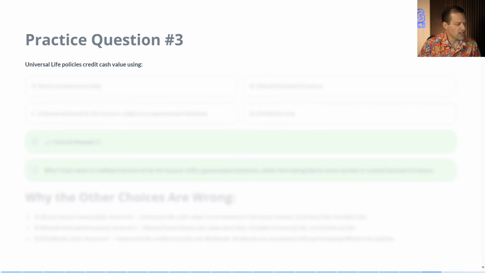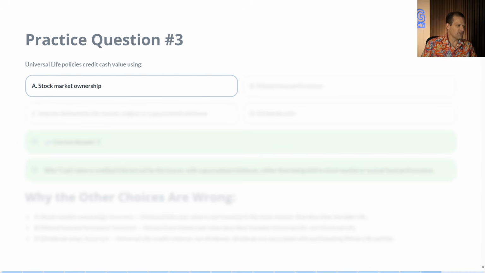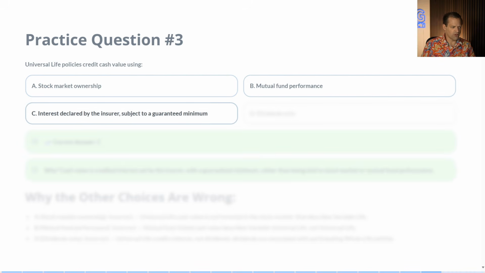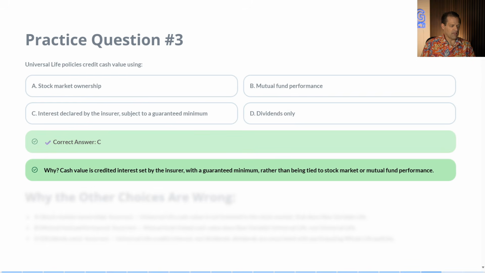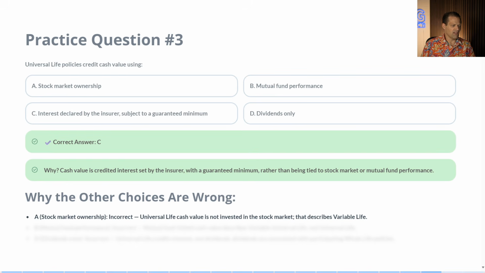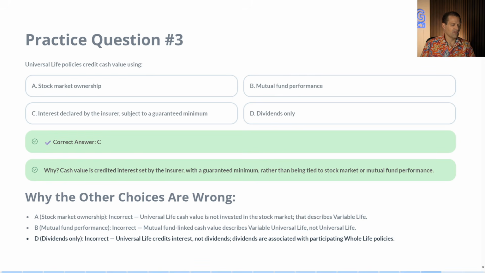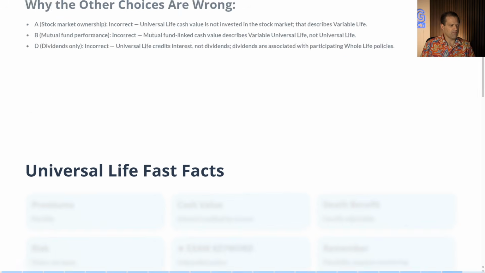Practice question 3, universal life policies credit cash value using what? A, stock market ownership. B, mutual fund performance. C, interest declared by the insurer, subject to a guaranteed minimum. Or D, dividends only. The answer, of course, is C, because that's just what they do. They credit declared interest. You don't own stock in a universal life plan. There's no mutual fund allocation. Those are variable life or variable universal life plans. And dividends are paid out with whole life plans.